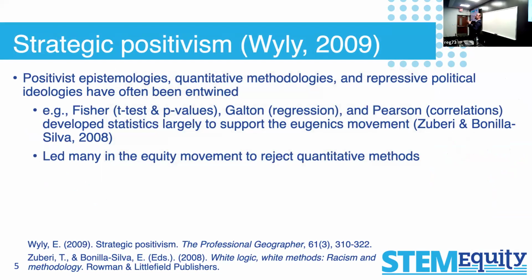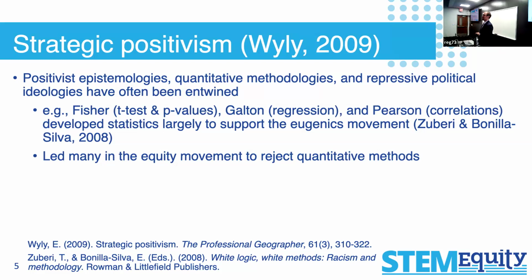And the background here is that positivistic epistemologies, quantitative methodologies, and repressive political ideologies have often been entwined. Some examples are folks like Fisher, Galton, and Pearson. These are the forefathers of statistical methods, especially in the social sciences. They were all eugenicists, and they actually created these methods largely to support the eugenics movement. So this is where you see these repressive political ideologies getting entwined with some quantitative methodology. This is the basics of a lot of statistics.